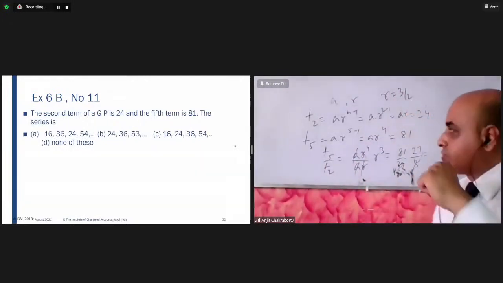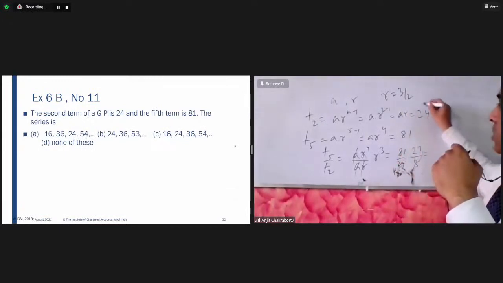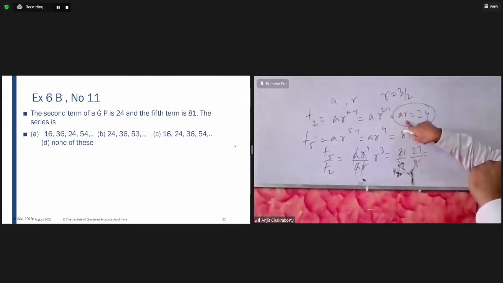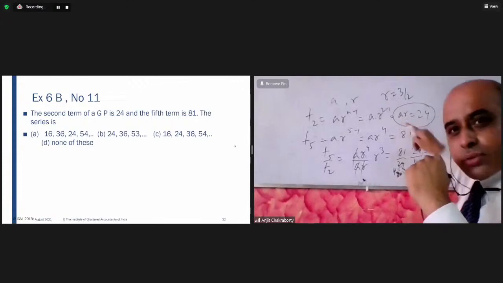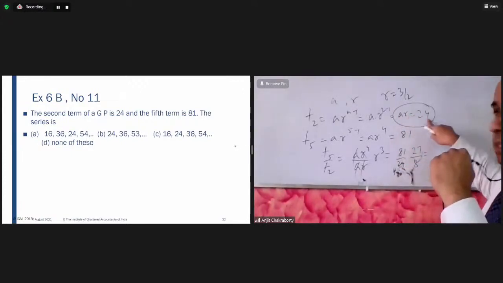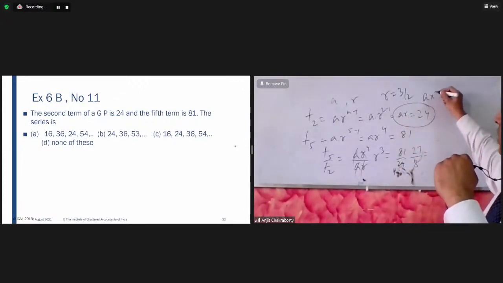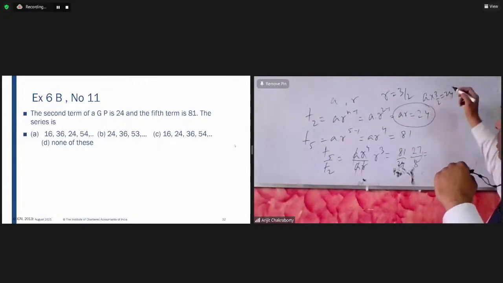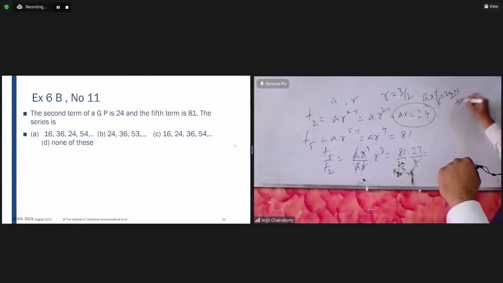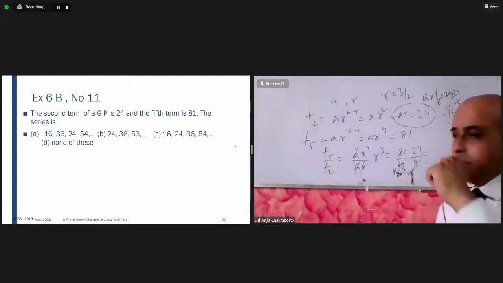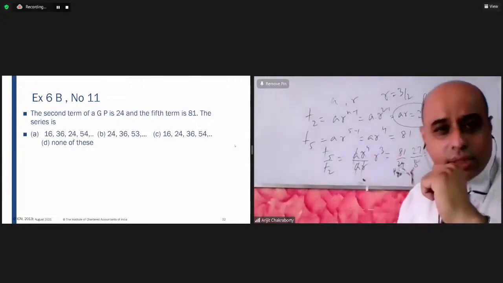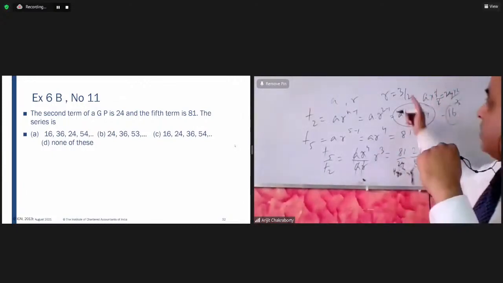If R is equal to 3 by 2, then I can just use R equal to 3 by 2 in this equation. Let me write A into 3 by 2 is 24. Therefore, A is equal to 24 into 2 by 3, that is 16. I'm getting the answer 16. Therefore, A is 16 and R is 3 by 2.